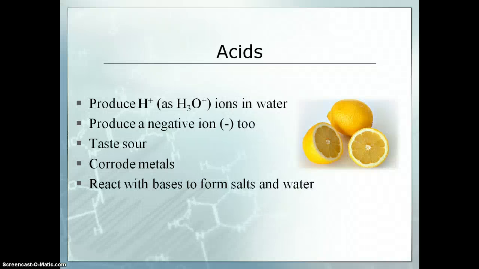Some characteristics of acids. So acids produce H plus or H3O plus ions in water. They also produce a negative ion as well. Remember in our HCl reaction, Cl was the negative ion. Acids taste sour. They can corrode metals. They react with bases to form salts and water. So anything that you can think of that kind of tastes sour, such as lemon juice, is going to be an acid.